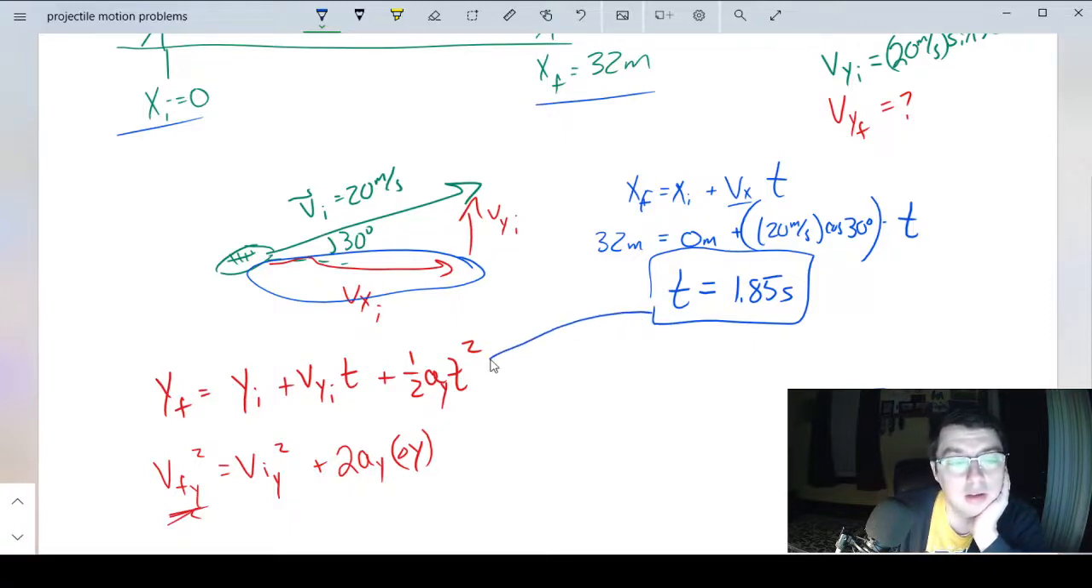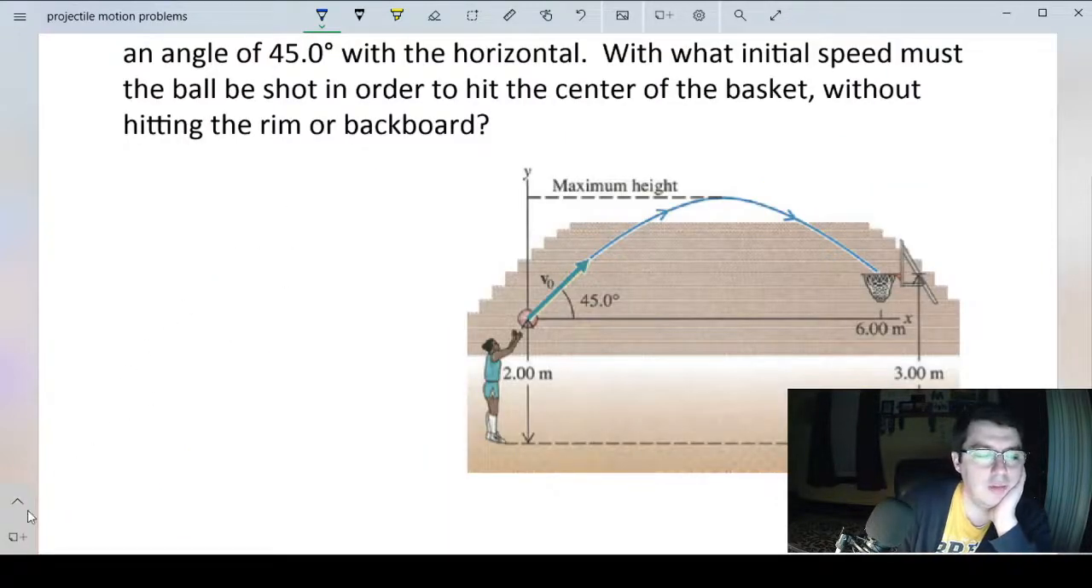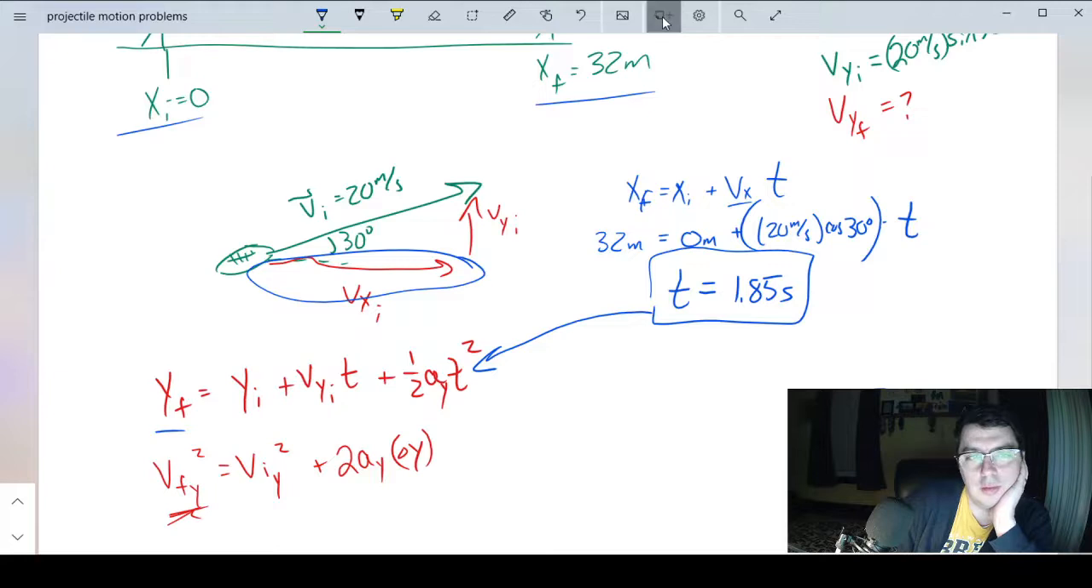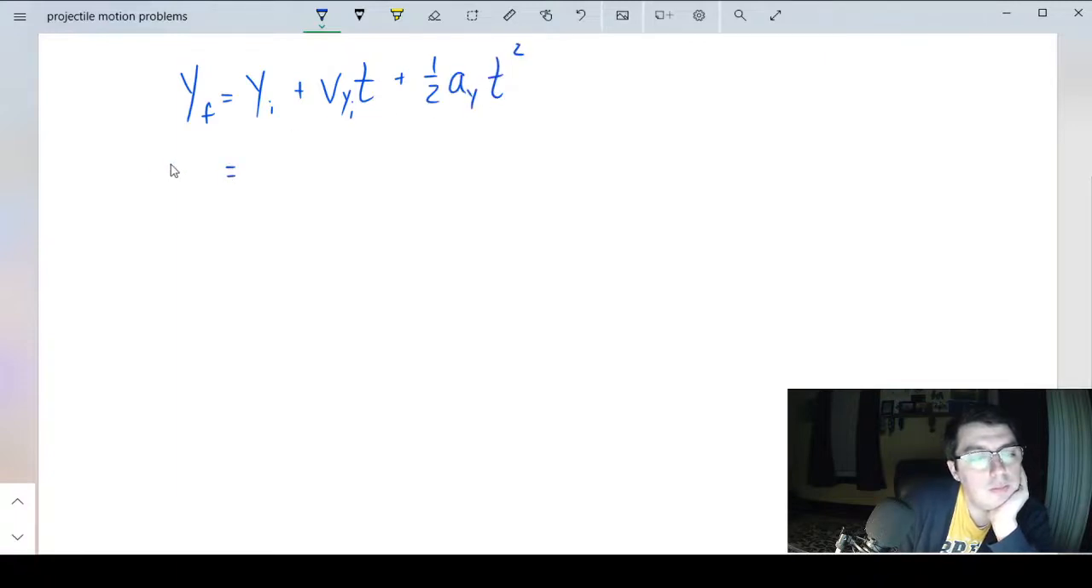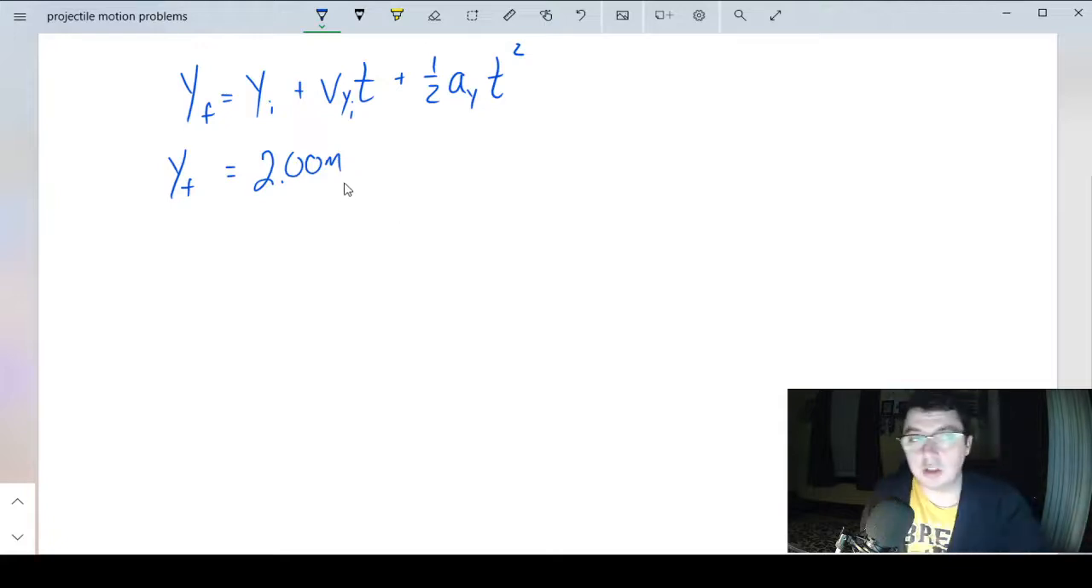Now I can use this in this relationship here to find yf. Let's do that on a clean page. So now that I have the final time, that's our next problem. We'll probably end up doing that on Monday. Y final is equal to y initial plus vy initial times t plus 1/2 ay t squared. I'm looking for y final, so that can stay right there. We started at 2 meters off the ground. That was our initial position.